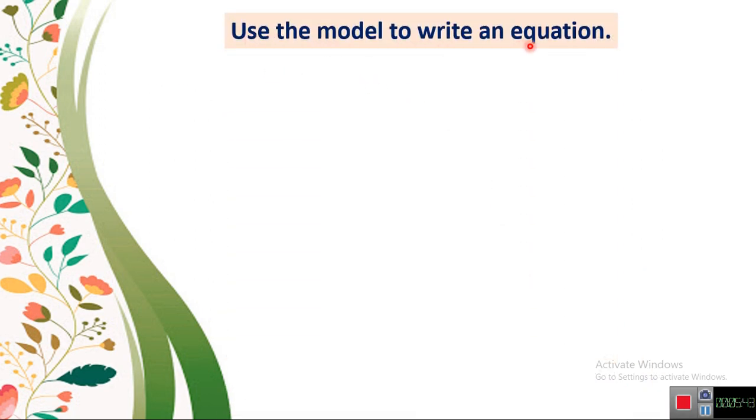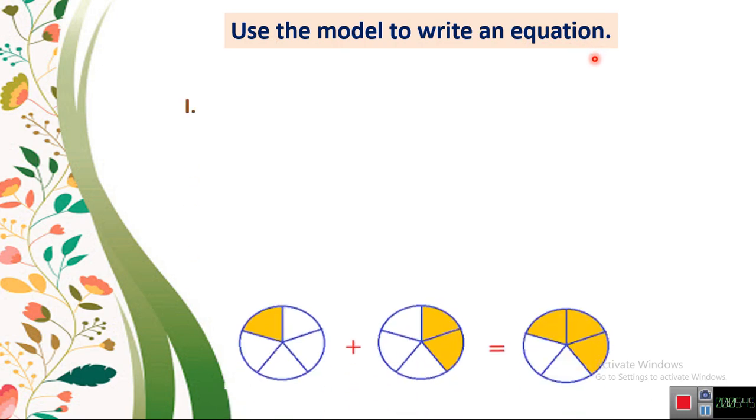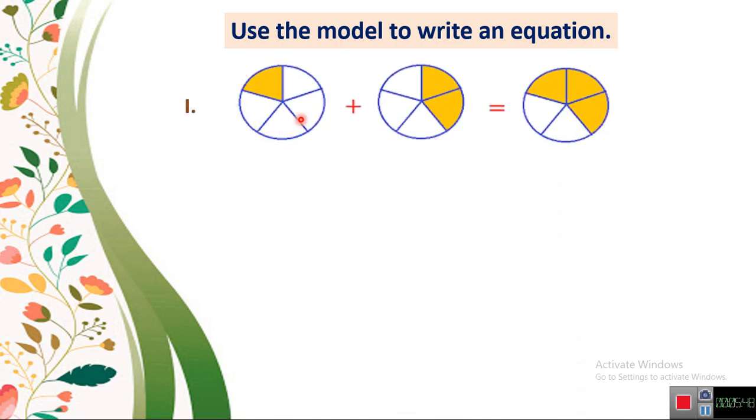Let's use a model to write an equation. You can see the number of equal parts are 1, 2, 3, 4 and 5. Similarly, you have 5 parts in here and 5 parts in the final fraction. When you add them up, here, how would you represent this fraction? 1/5, you're right. Plus, what about this? 2/5, you're right again. Equals, how about the final one?